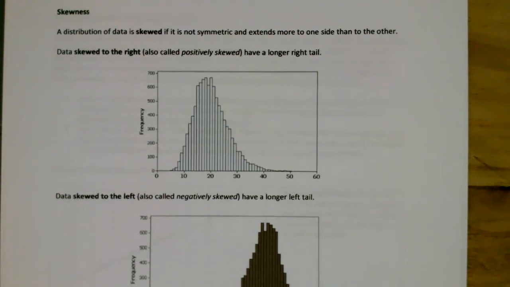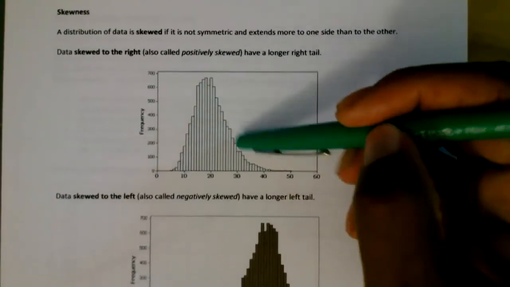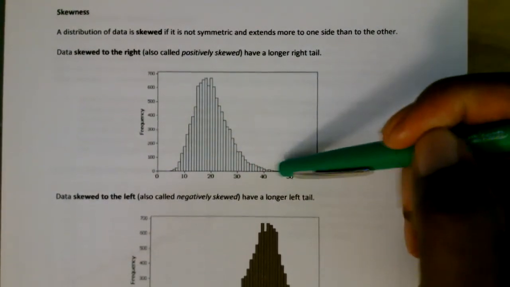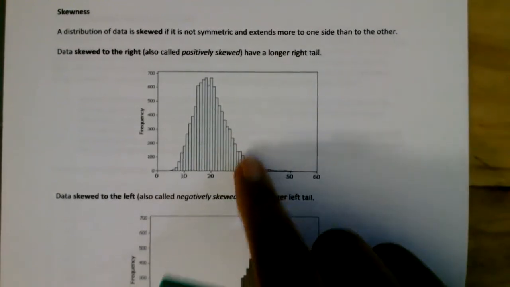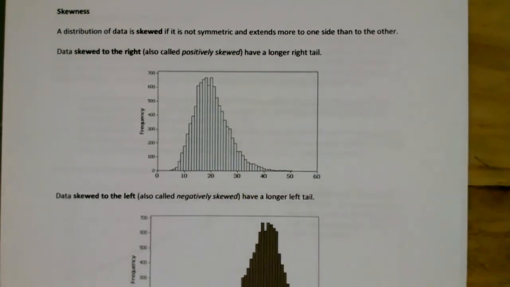Data is skewed to the right, or as some textbooks call it, positively skewed. And usually they will have a longer tail. So this is a graph of a histogram that looks positively skewed. It has a longer right tail on the end. So that's skewed to the right, or positively skewed.